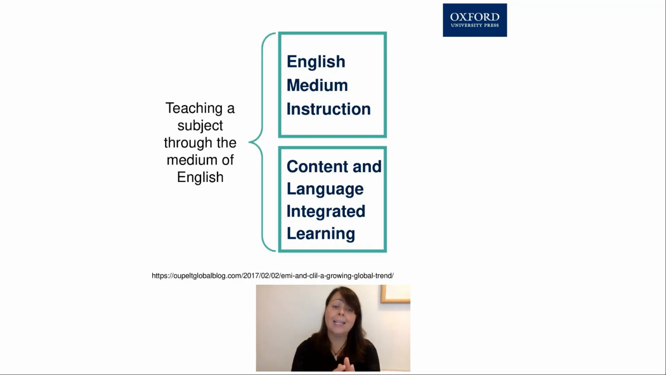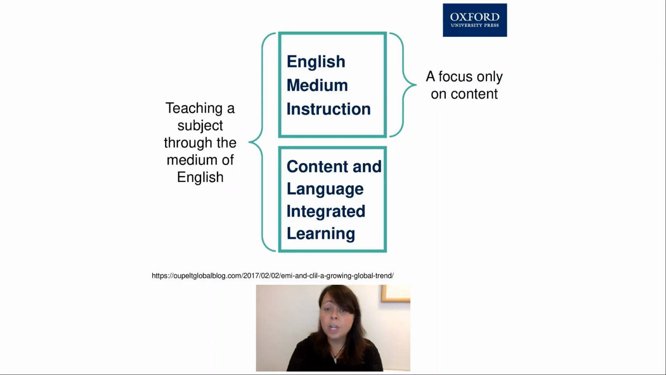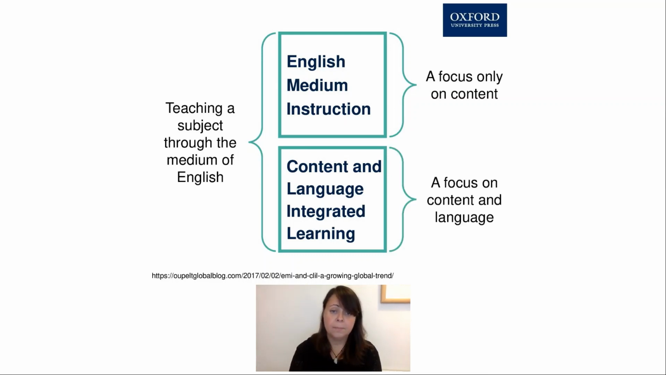English medium instruction and CLIL both are teaching a subject through the medium of English. So these are the similarities. Where they differ is that EMI concentrates just on the content. The focus is on the content. However, with CLIL, there's a focus both on the content and the language that we're using, which obviously in our case is English.